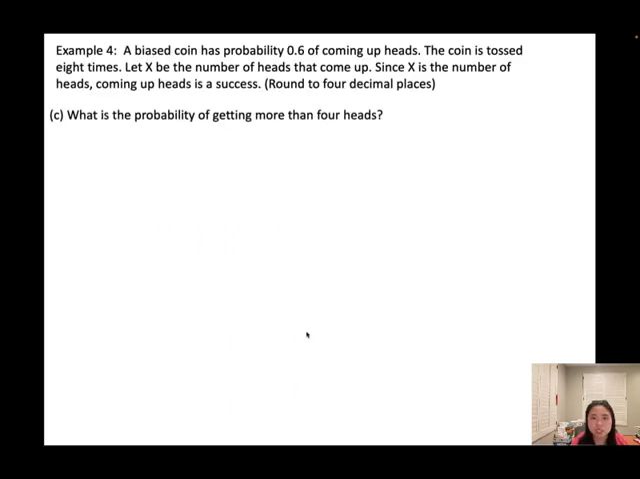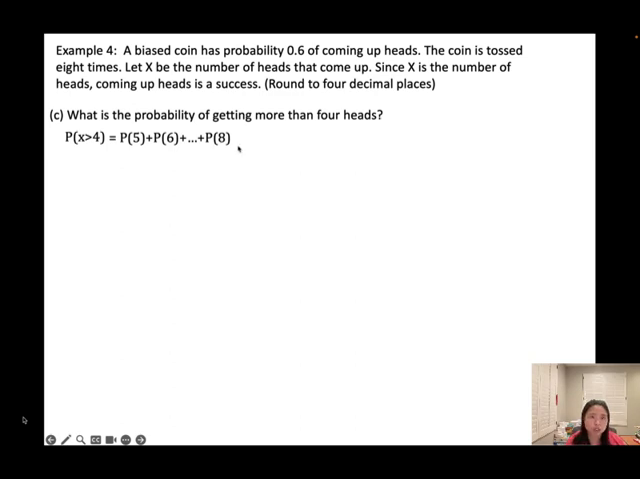What is the probability of getting more than 4 heads? More than 4 heads, what inequality is that? More than 4, so it will be x strictly greater than 4. That means we are looking for 5, 6, 7, and 8. n is equal to 8, so it cannot be greater than 8. So we are looking for P of 5, P of 6, P of 7, and P of 8.